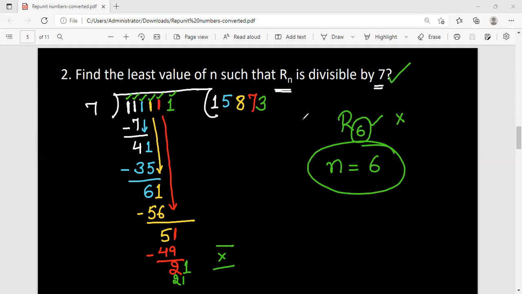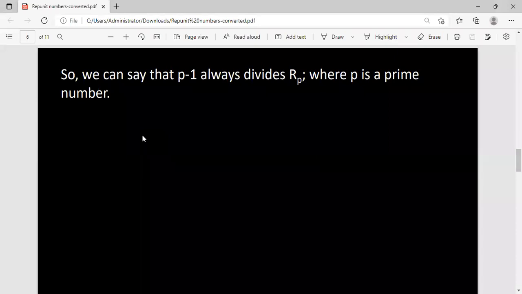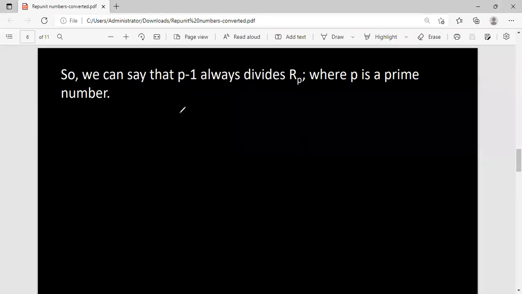So again, I'm telling you, this is again a very important number. 111111, I mean R6. You should remember the prime factorization of this number as well. And you can find that prime factorization in one of the previous videos where I have discussed 3 important numbers. Okay, now coming to the next one. So we can generalize things. Yes, we can generalize things.